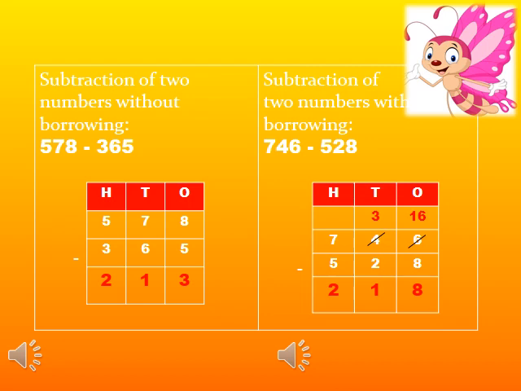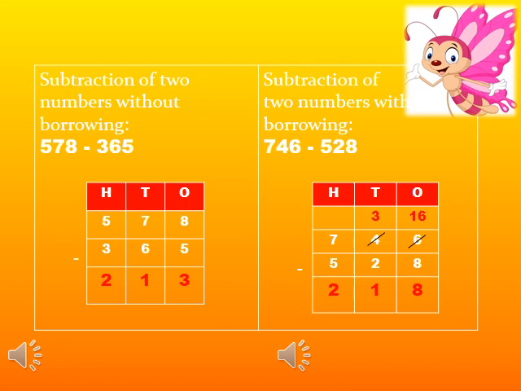Now subtract ones place. As you can see, we cannot subtract 8 from 6. So children, we have to borrow from our left neighbor tens. There is 4 at tens place. It will give 1 to ones place and 6 will become 16. Listen children, 6 will become 16 and tens place digit 4 will be decreased by 1 and it will be 3. Now we have 16 at ones place and 3 at tens place.